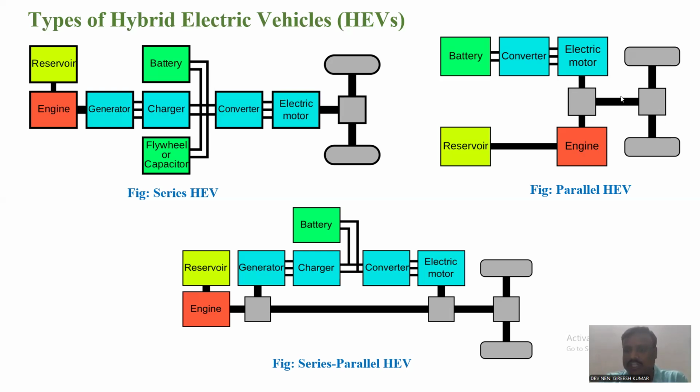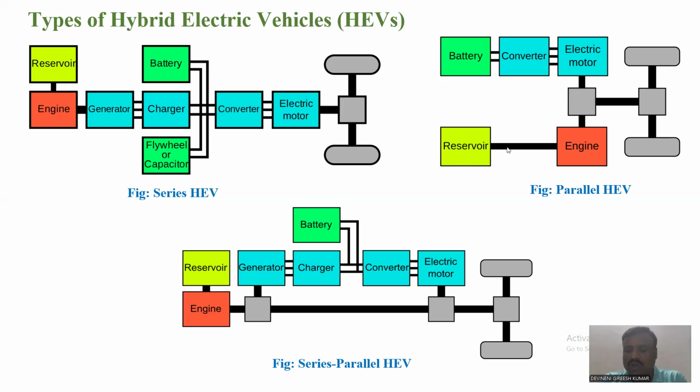Here the differential is connected to a shaft, and again one more differential is connected here, and this differential is connected to both the engine shaft, this is the IC engine shaft, as well as an electric motor. Here the battery is supplying energy to the converter, thereby the electric motor is driving and it is supporting your driving wheels of the EV.